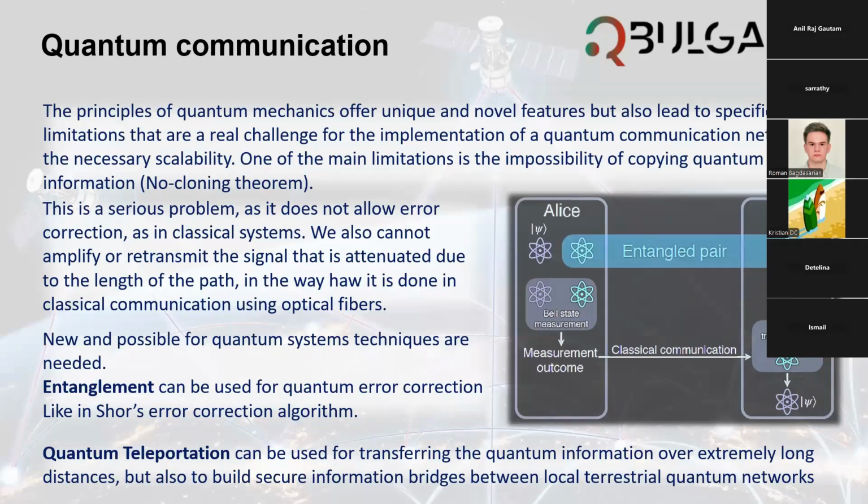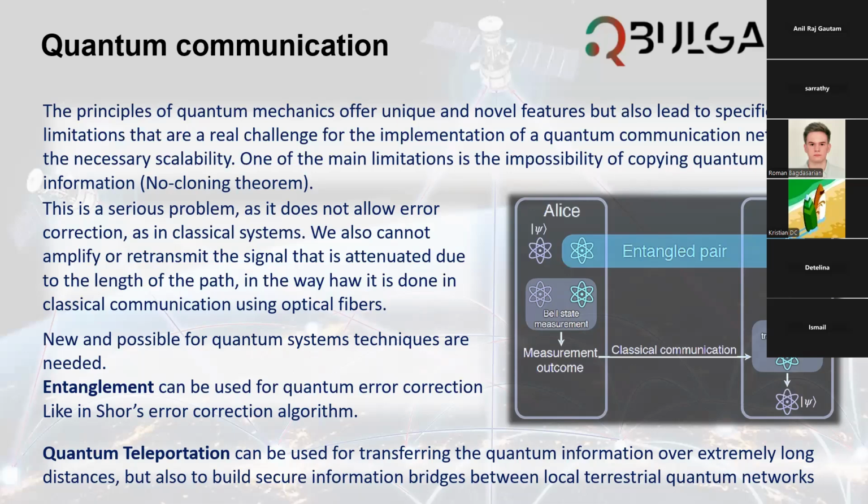The principles of quantum mechanics usually offer unique and novel features, but also lead to some specific limitations that are a real challenge for the implementation of a quantum communication network with the necessary scalability. One of them is that it is not possible to copy quantum information because of the no-cloning theorem. This is a serious problem because it does not allow us to build error correction like in usual classical systems.